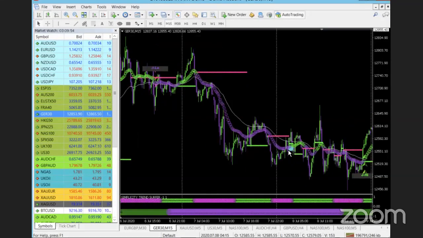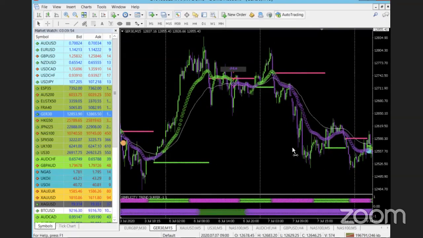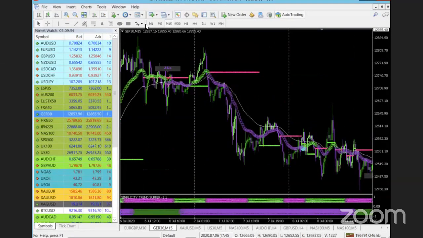So this is somewhere where it repainted. You guys can see the blue dot. But you'll get approximately one signal every day, every couple of days, if you're using this on the 15-minute time frame on the index pairs. So what I'll do is go over each one of the major indexes and go from there.